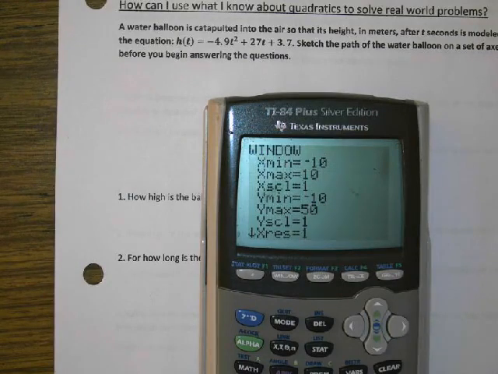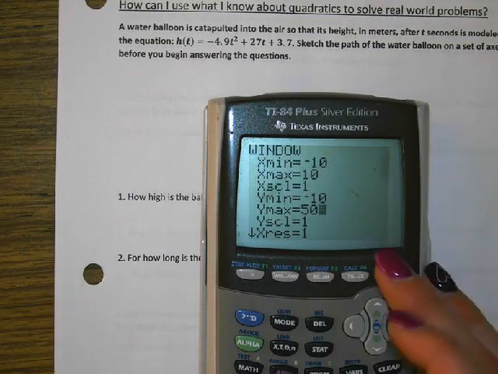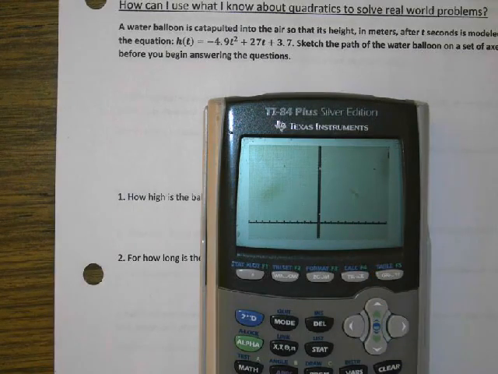So everyone in the window, go ahead and click window. Change your y max so that it's 50. And I should hear some typing because every single person's following along. All right. So now you can go ahead and hit graph, and we should be able to see everything.